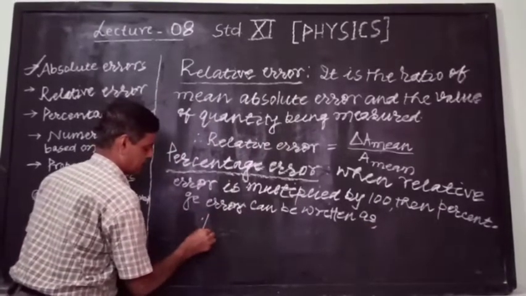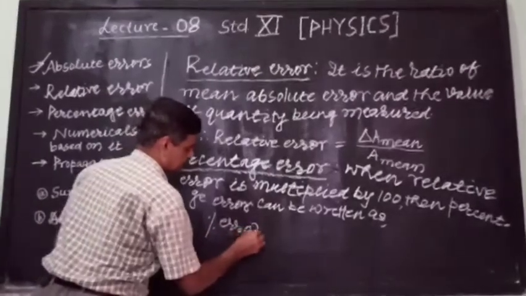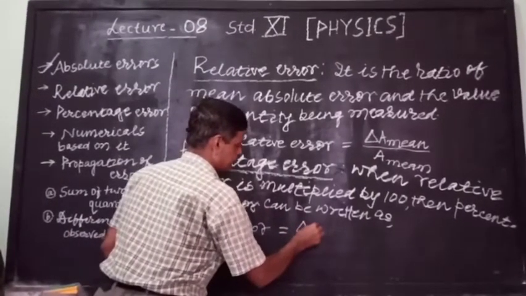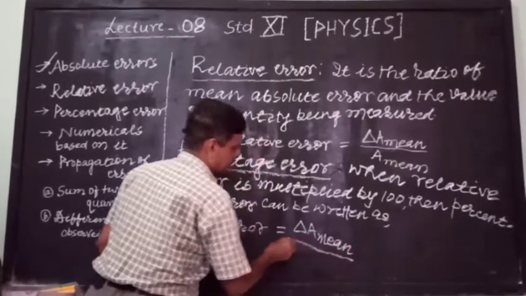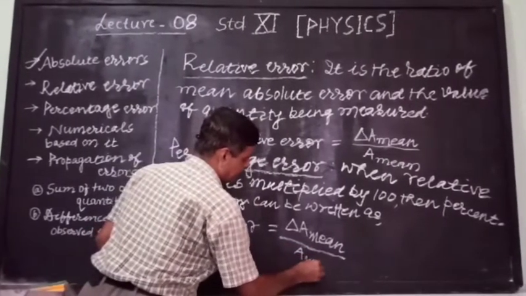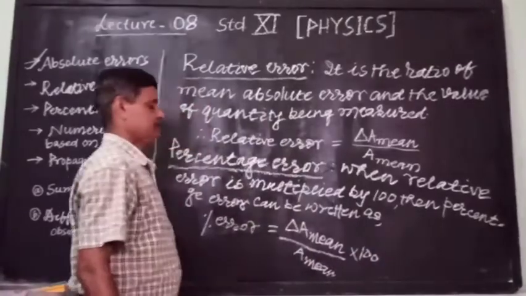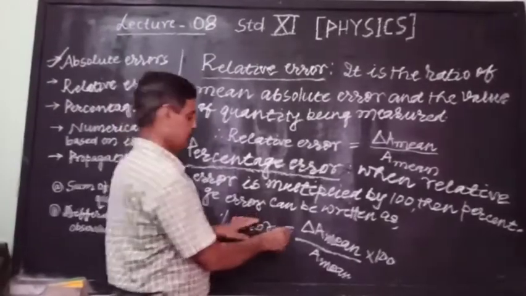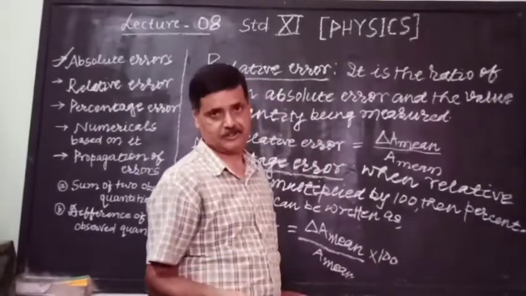In short form, percentage error can be written as del A mean divided by the arithmetic mean of the given data, and then it will be multiplied by 100. Thus, this result is the value of percentage error. So this value will always be in percent. Okay?